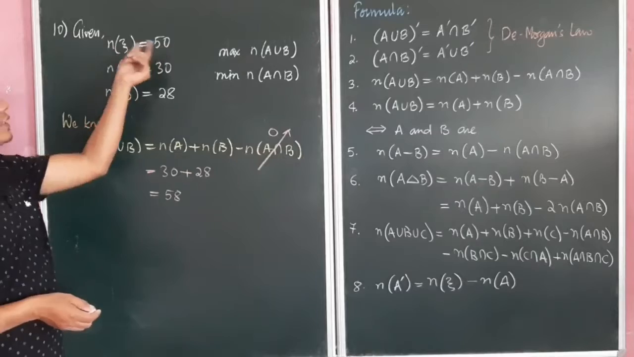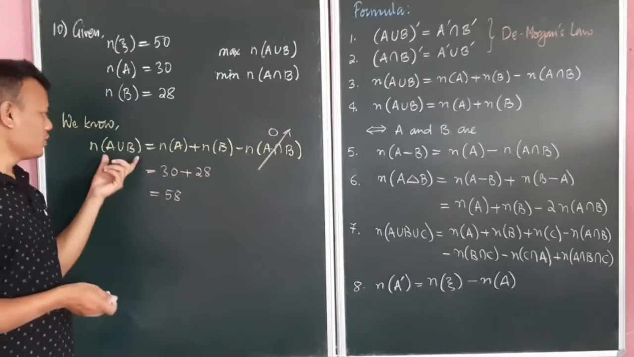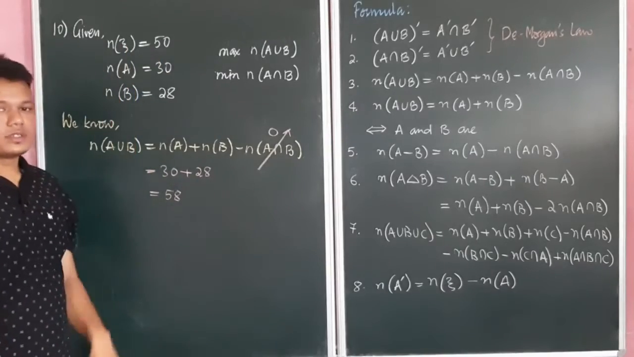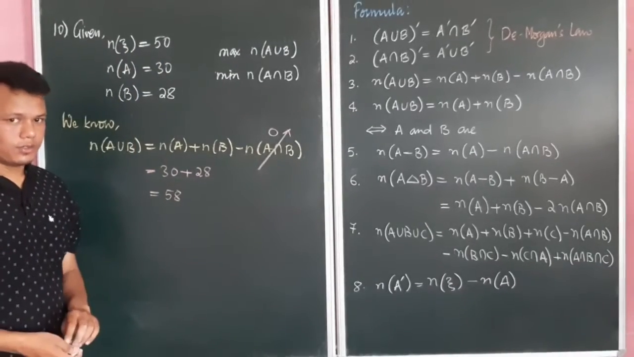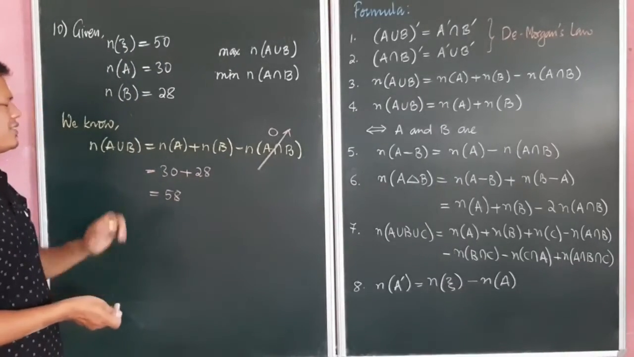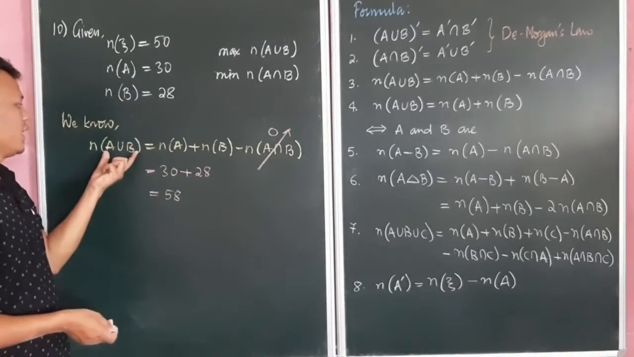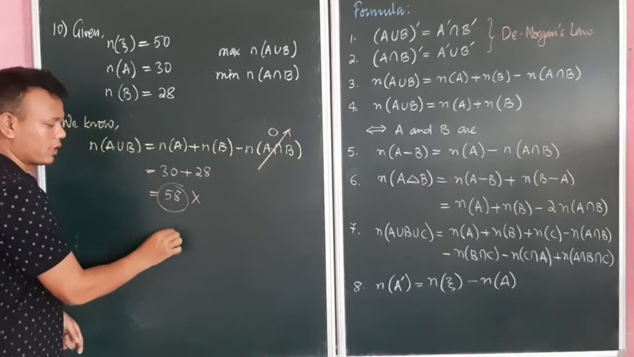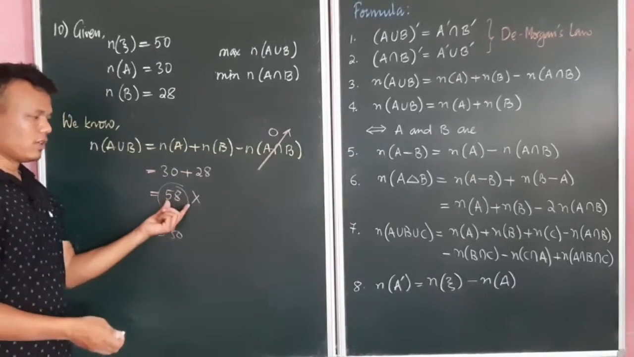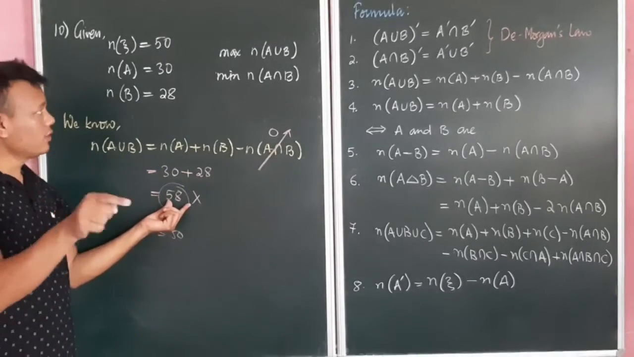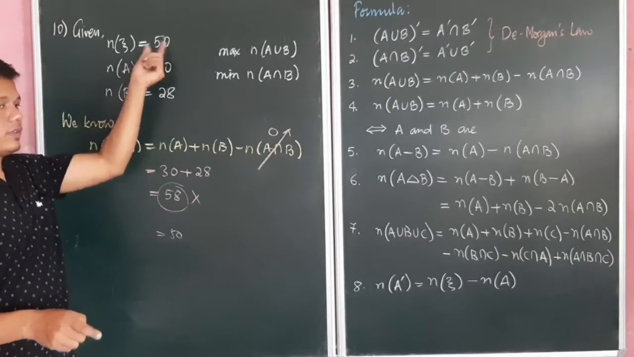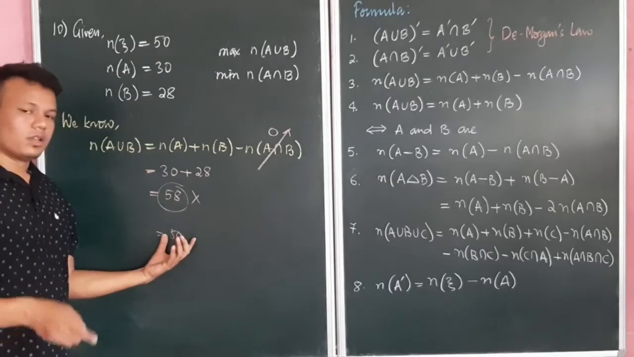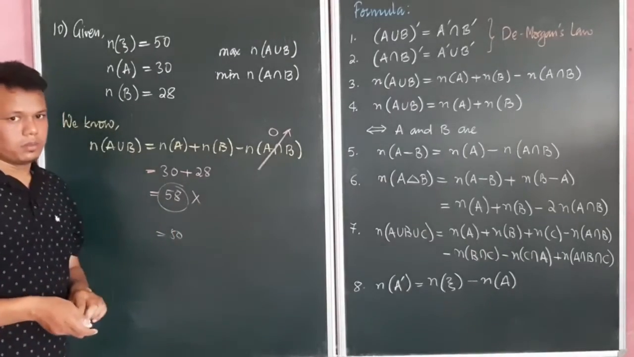Now A union B contains 58 elements, but what is happening? Your universal set contains 50 elements. That means A union B is forming a bigger set than the universal set, isn't it? So that's why there is a problem here. That's why the maximum value for A union B will be only 50, not 58. Are you understanding? It can be 58, okay, but since the universal set contains only 50, all the 50 can be your number of elements in A union B.